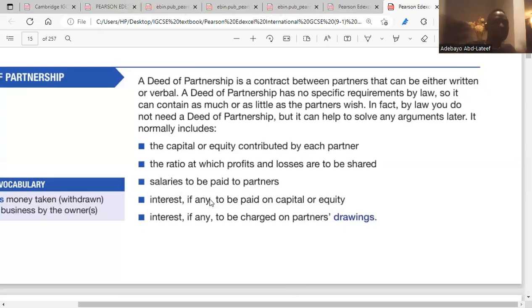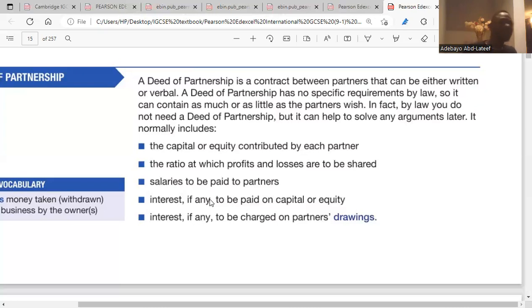Interest means that he has to be paid a certain percentage because he's making funds available for the business, and the business is separate from them. Though in partnership, the business is not separated. But if a partner is giving a certain amount of money to the business that is not part of the agreement beforehand, then he might request interest. Do you understand? That is interest on capital or equity.